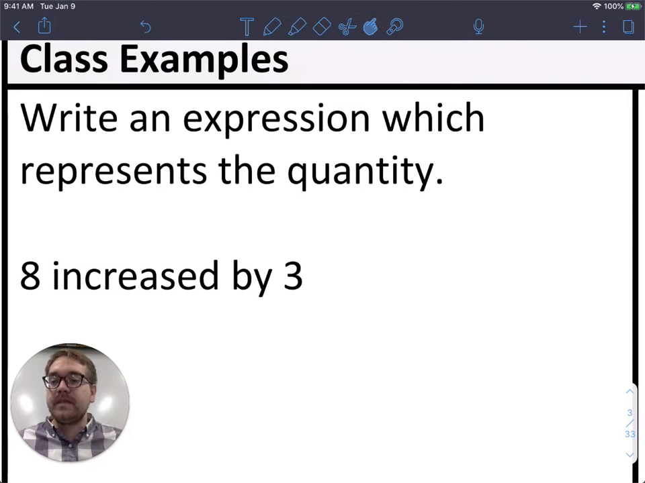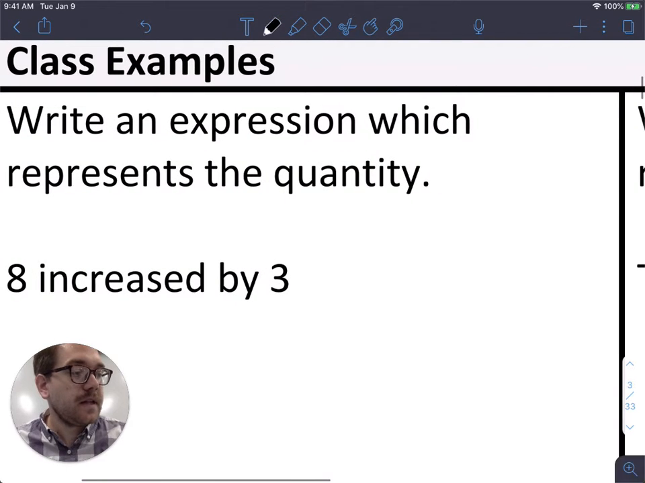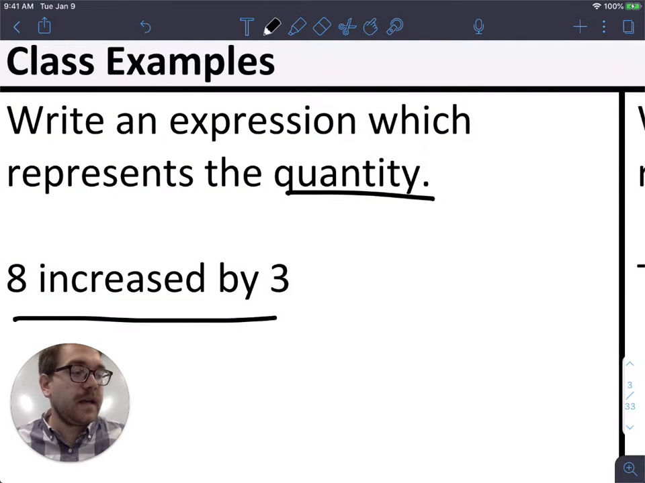All right, let's do some examples for writing an expression. So this first one says to write an expression which represents the quantity. Well, what does it mean by quantity there? That's referring to what's right here. 8 increased by 3. Okay, that is representing a quantity. And so we kind of need to break that down to write that as an expression.